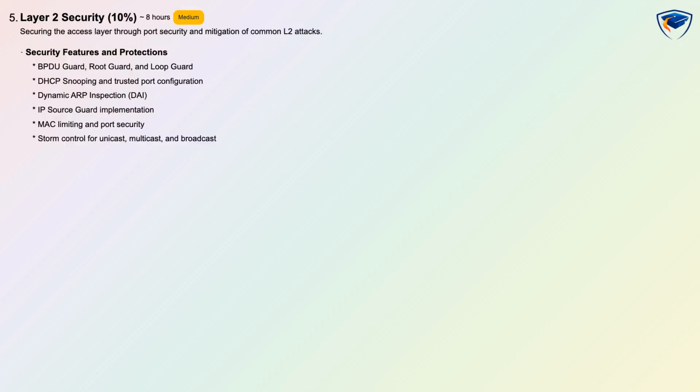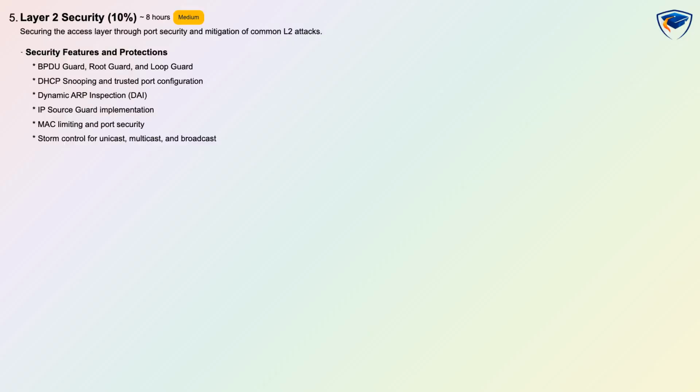Study BPDU guard, root guard, and loop guard to protect topology, plus DHCP snooping, trusted port configuration, dynamic ARP inspection, and IP source guard to prevent spoofing. You will also use MAC limiting, port security, and storm control to harden switch ports and verify protections on Junos devices.